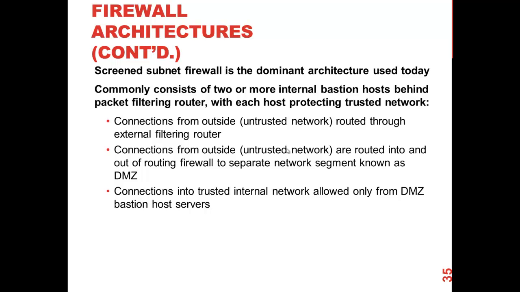Common arrangements here find the subnet firewall consisting of two or more internal bastion hosts behind the packet filtering firewall, each host protecting the trusted network. Connections from outside are routed through the internal filtering router, and then routing firewall to a separate network segment known as the DMZ. Connections into the trusted internal network are allowed only from the DMZ bastion host servers.